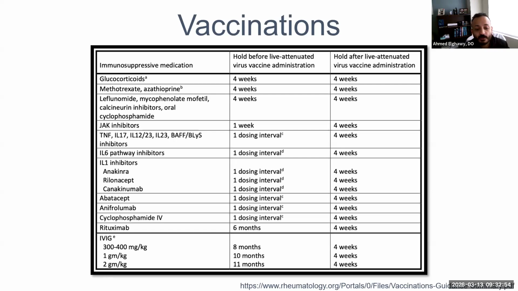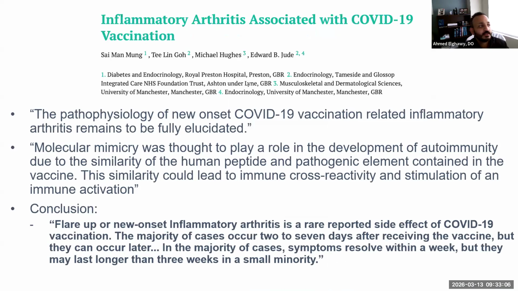We don't want to suppress the immune system when they're getting a live attenuated vaccine, though this is becoming less and less of an issue. We saw this more with shingles, but now that they've developed Shingrix, we don't really see that anymore. And then, a few years ago, back when we lived in a really COVID world, and we're kind of in that post-COVID world now, there was a worry about developing inflammatory arthritis with COVID vaccinations.